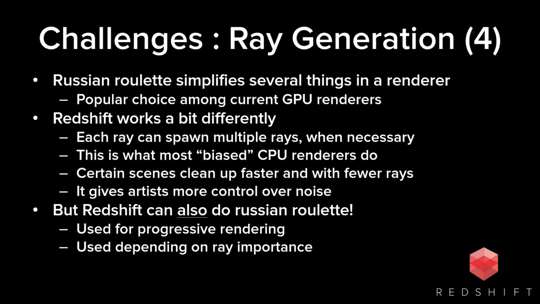The reason we chose it is that there are certain scenes that can clear up faster doing that. It also allows the artist, if they have a persistent noisy element in their scene, to give more rays to that one, which is really hard to do with Russian roulette. I mean, not impossible, just harder. Having said all of that, Redshift can also do Russian roulette because we support progressive rendering.